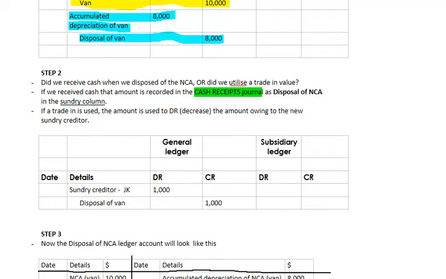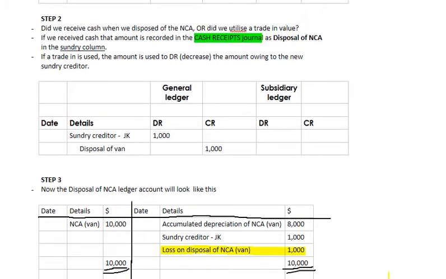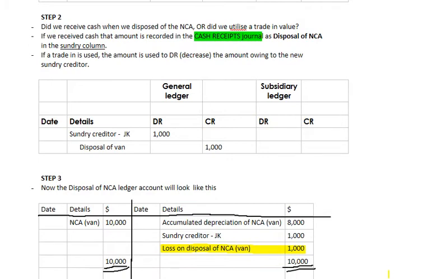The other option is that we utilize a trade-in, where we're buying a new non-current asset, and then the person we're buying it from, the sundry creditor we buy it from, will give us a certain amount of money if we give them our old non-current asset. So we're talking about a delivery van here, so we give them our old delivery van that's 10 years old, and they give us $1,000 off the price of our brand new one. So this is the general journal entry for utilizing a trade-in.